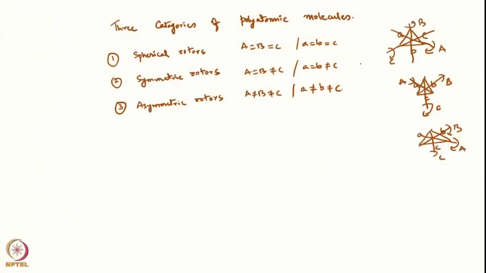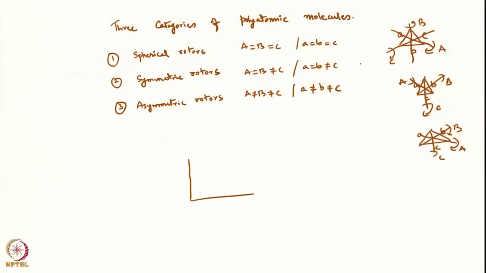Similarly, if you have a rotor, depending on the rotational constants A, B and C, they can be categorized into three types, that is the spherical rotors, symmetric rotors and asymmetric rotors. Now how do I call this? For example, if you take an object, a cube, this is just an example, but of course molecules are three dimensional objects.